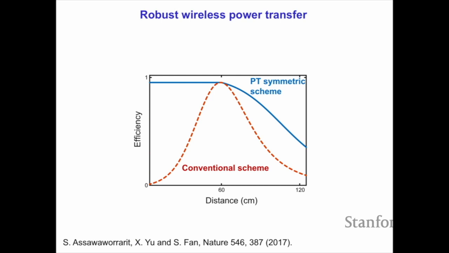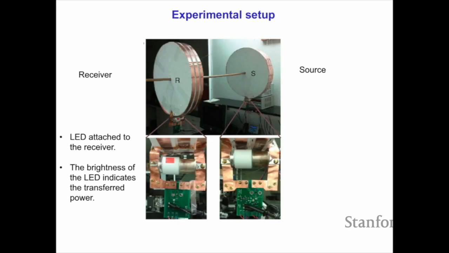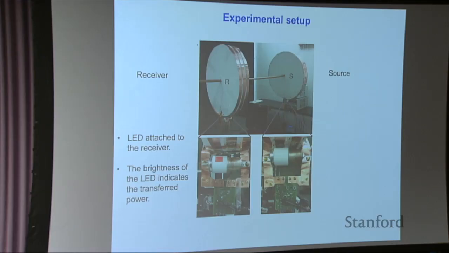And this is something that we have recently done in an experiment. The thick copper plate here is the inductor, and the white thing underneath is the capacitor. Together they form the resonator. The source side has an amplifier built in, and that was the gain side. The receiver side has the load, and in this case, we put a light emitting diode underneath the receiver so that you can see the power that's being transferred.